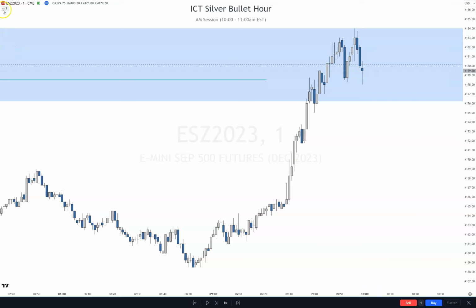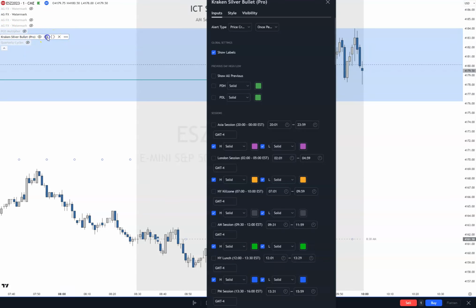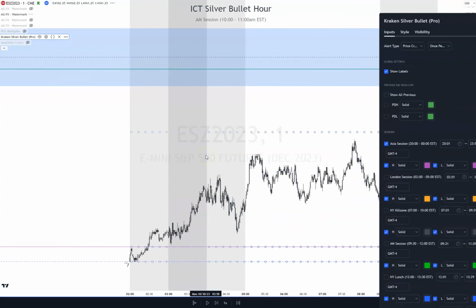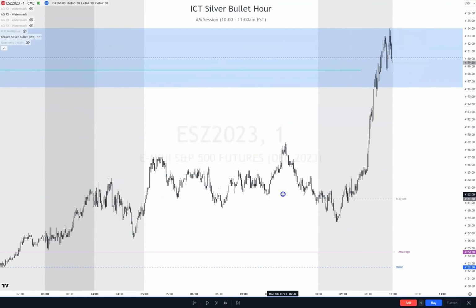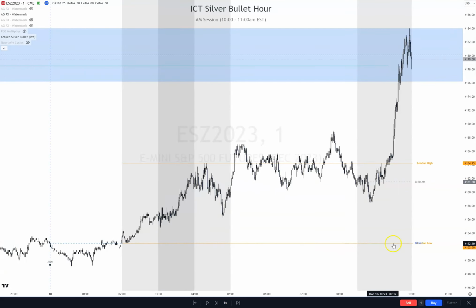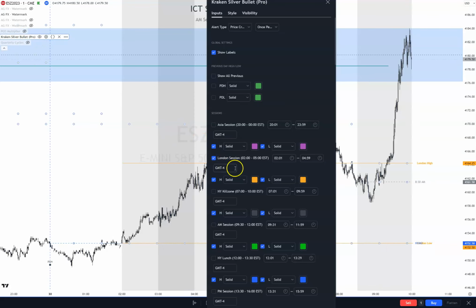So now let's turn on our Kraken Silver Bullet indicator, and let's mark some things. Right. Let's see where we're at. Where's Asia at? Asia's been taken, so Asia's not a factor. Turn on London. All right, London high, London low has not been taken. All right, so let's leave London low on. Let's remove the high because it's been taken.